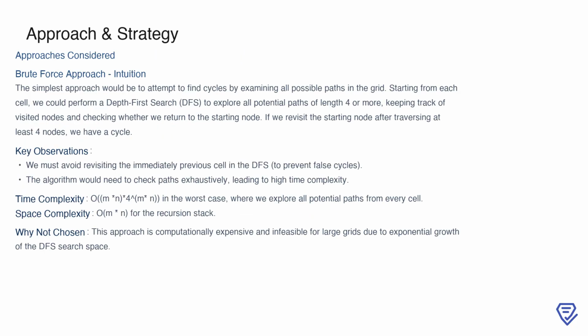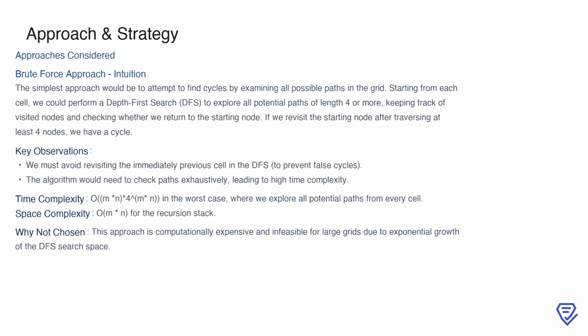To solve the problem of detecting cycles in a 2D grid, one straightforward approach we could consider is brute force. The intuition behind this method is to examine all possible paths within the grid. Starting from each cell, we perform a depth-first search to explore paths of length 4 or more. During this process, we keep track of visited nodes and check if we return to the starting cell. If the DFS traverses at least 4 nodes and revisits the starting point, we can confirm the presence of a cycle. However, there are important precautions to take, such as avoiding revisiting the immediately previous cell within the DFS, which could lead to false cycles.